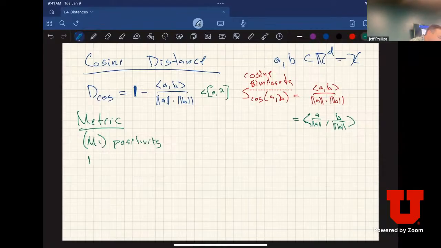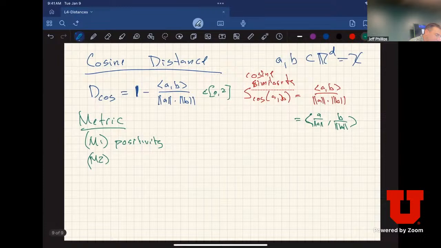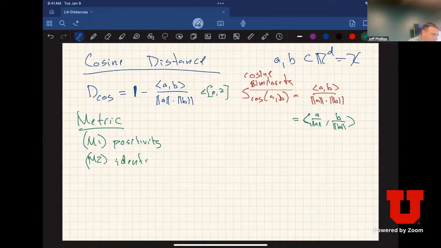Okay, how about M2? This second one, M2, was the identity property, right? So this is that D of A, B equals 0 if and only if A is equal to B. Is that going to be true here? No, right? So how could this not be true?